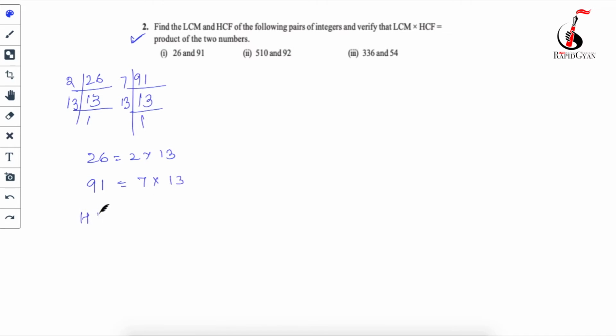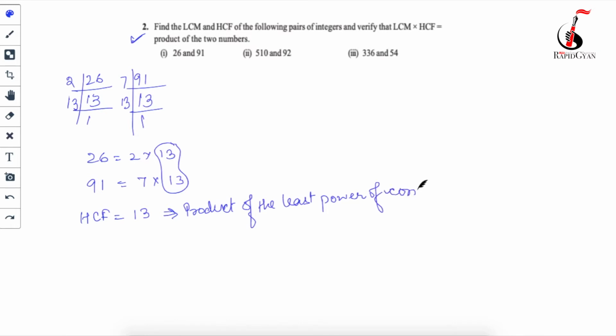So how do we find the HCF? Highest common factor means common factor between 26 and 91. So what is the common factor? As you can see over here, this one is your common factor. Just one common factor, so your answer will be 13. As I have told you, what's the definition of HCF? HCF means the product of the least power of common factors. Here you can see your common factor is just 13 and it's the least power, means power is just 1. So your HCF will become 13.